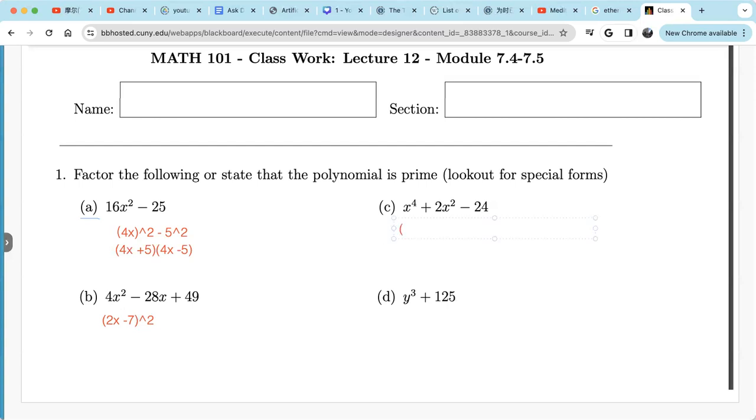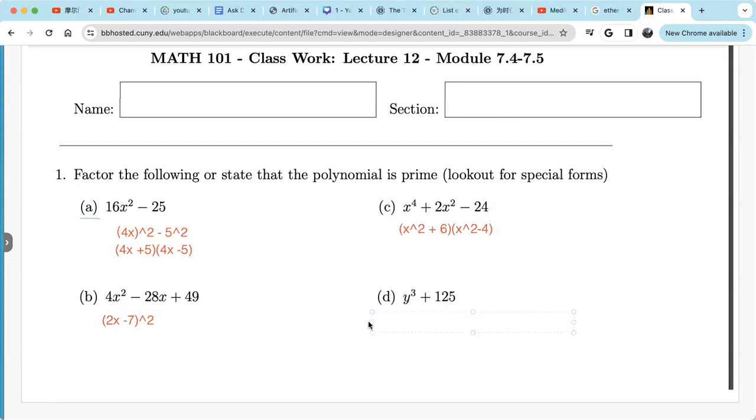C, we need to think about two factors of negative 24 that add up to 2. So we want to factor as x plus 6. The 4 times 6 is 24. But we want a positive 6 and negative 4: x plus 6, x minus 4. In this case, we get 6x minus 4x, and the middle term will get a positive 2x.